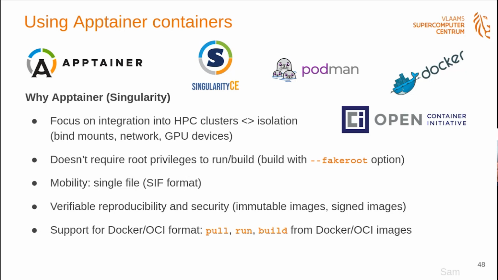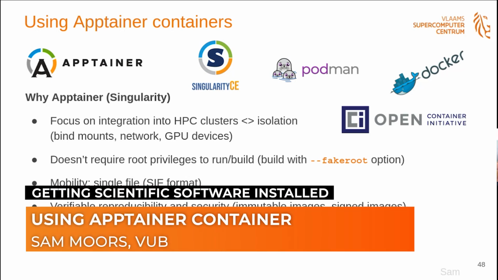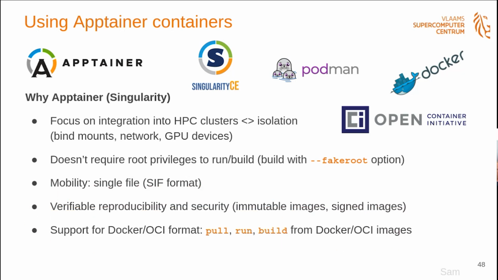Another advantage of Apptainer is the mobility. An Apptainer image is just a single file, just a single SIF file that you can easily move from one system to another, right? And a nice thing that Apptainer also has is that it provides verifiable reproducibility and security via immutable images. So these SIF images, they are immutable. You cannot change them. Once you have created them, they're fixed, they're static. So you can be sure that they're not tampered with, and they can also be signed. So you can be sure that what you get is exactly what you want to get.